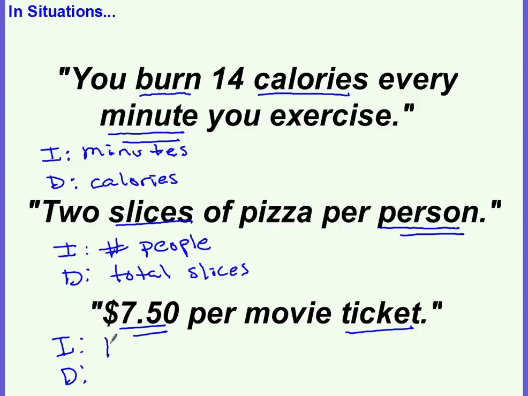That's right. The number of tickets is going to be your independent. The total cost is going to be your dependent. You don't know how much you're going to pay for tickets unless you know how many tickets you have to buy, right? You could buy 1 ticket, you could buy 3 tickets, you could buy 7 tickets, but you can't figure out the cost unless you know the number of tickets.